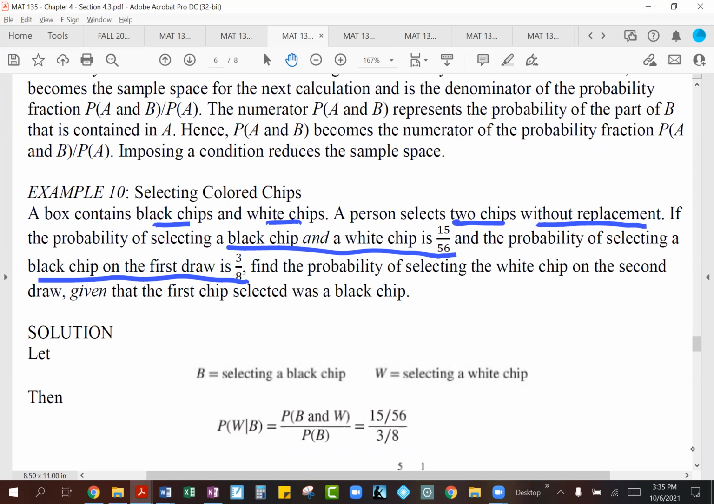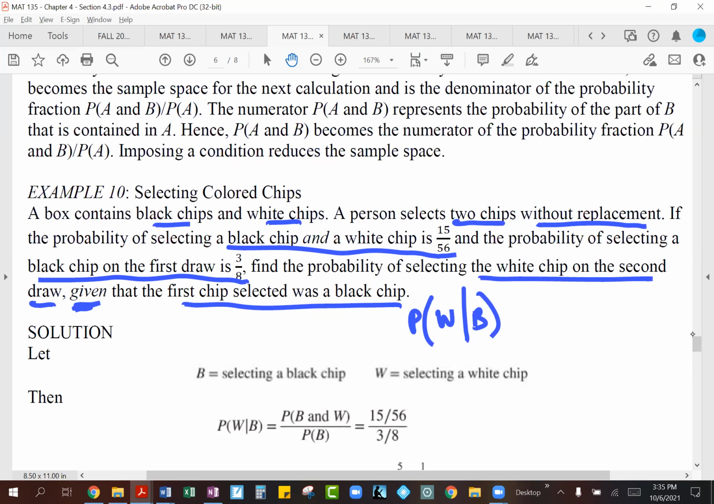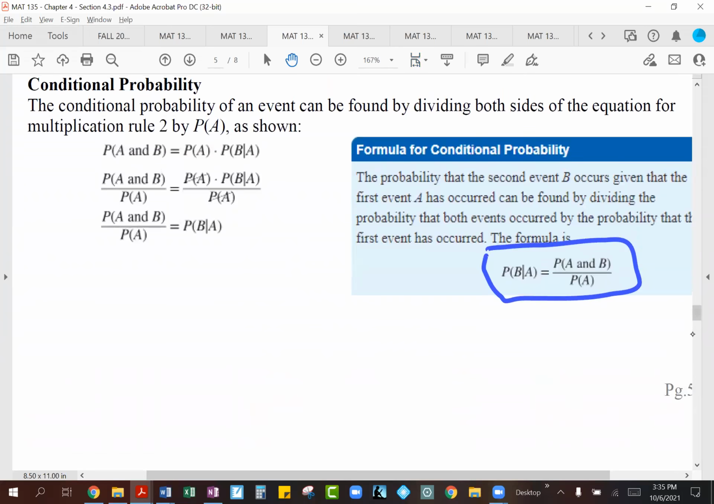Find the probability of selecting the white chip on the second draw, given that the first chip selected was a black chip. So basically we are saying, what is the probability that you would select a white chip given that the first time you select a chip, it's a black one. So this is where you're using this conditional probability formula. So this is what we're trying to find.